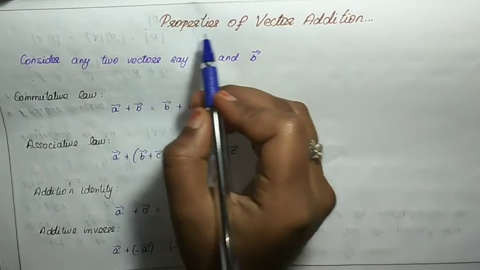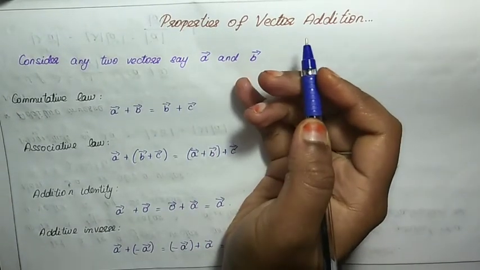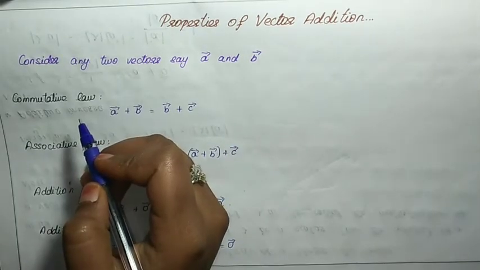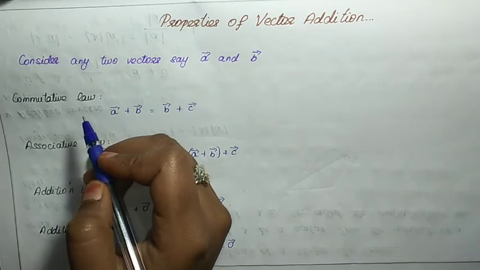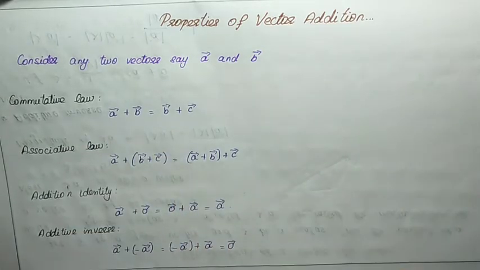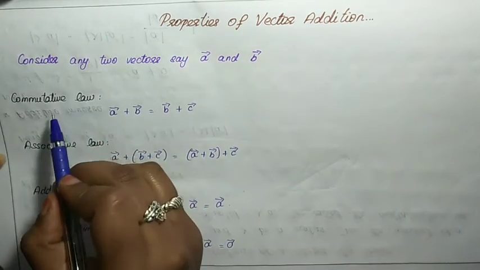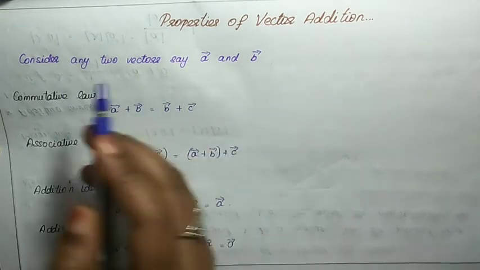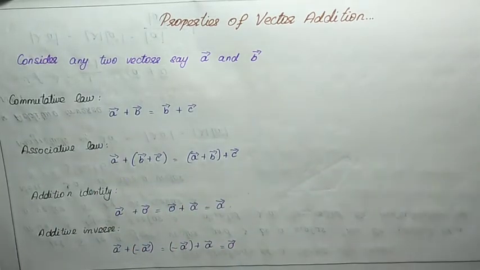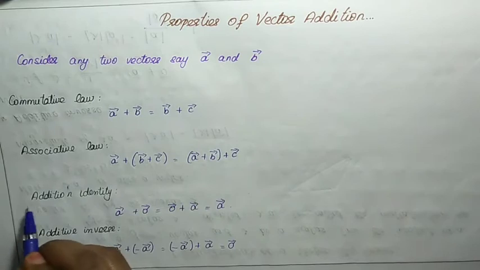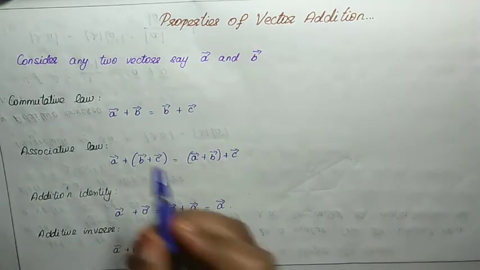Now we are going to see the properties of vector addition. We saw what vector addition is and the laws of vector addition, right? So now we are going to see the properties of vector addition. Just know these properties. While we do the sums, I will explain more clearly. So just know what is what in this video. Consider any two vectors, say A vector and B vector. We all know that addition is commutative, associative, distributive, right? The same way, vector addition is also commutative, associative, has an additive identity, and an additive inverse.